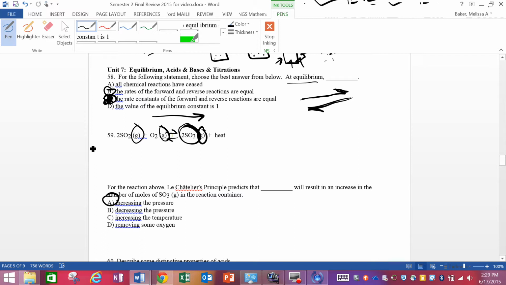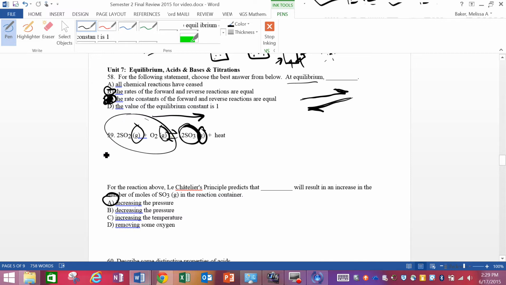But why are the other ones wrong? Well, decreasing the pressure is just the opposite. If you decrease the pressure, these aren't going to collide as often, and it's actually going to do the opposite. The SO3 is going to want to try to make more of these gases because it's going to say, what the heck? Why are these things not being produced more? Because usually it's used to the rates being equal.